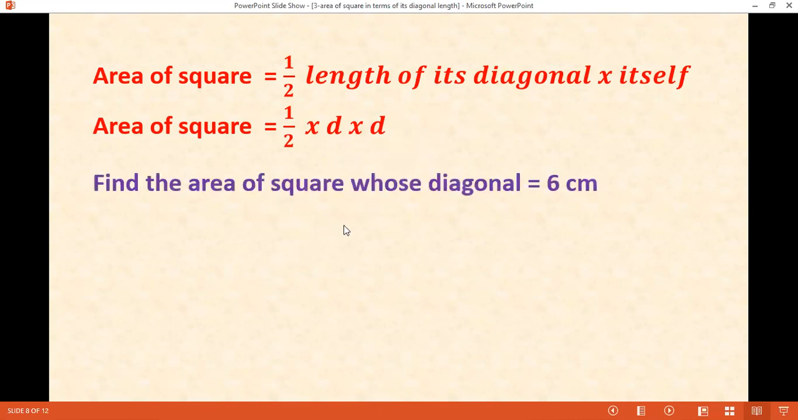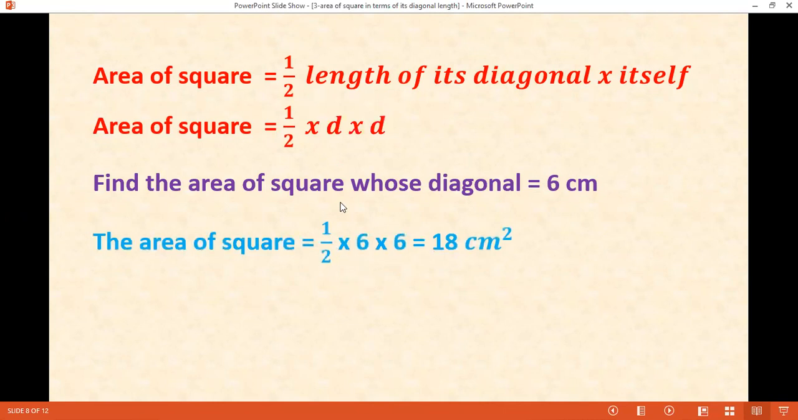Okay? So find the area of a square whose diagonal is 6. It means the two diagonals are 6 and 6. So the area of the square equals what?